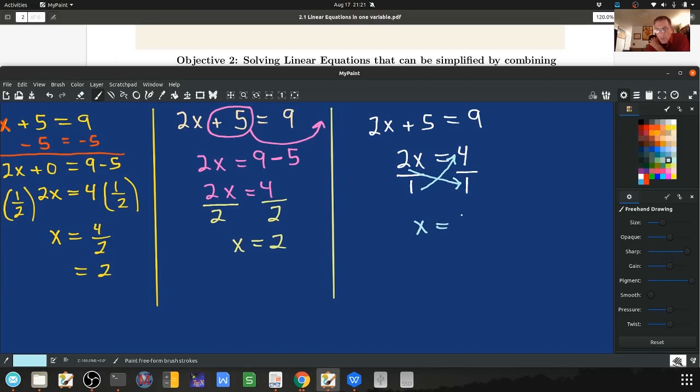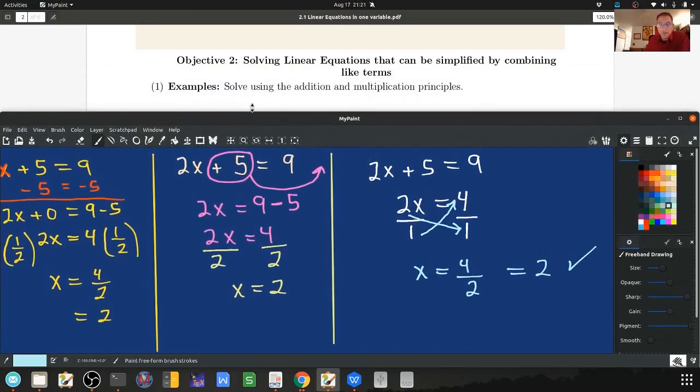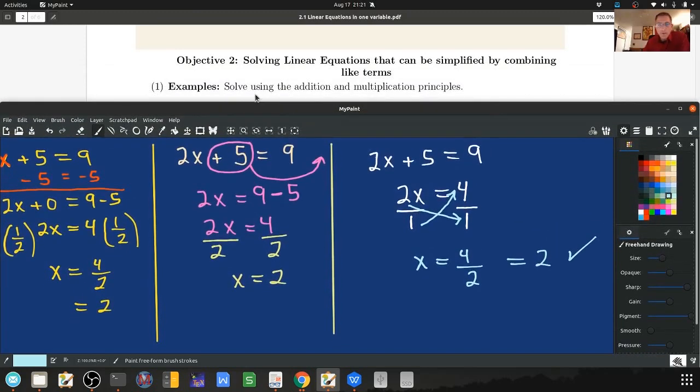1 times 4 is 4. 2 times 1 is 2. So that gives me x is equal to 2. And we have the exact same answer all three ways. Any of these three ways, or any combination of those three ways, are always fine. And if you have some other way that works, you can use that as well. The way I will work things is almost always going to be that way.